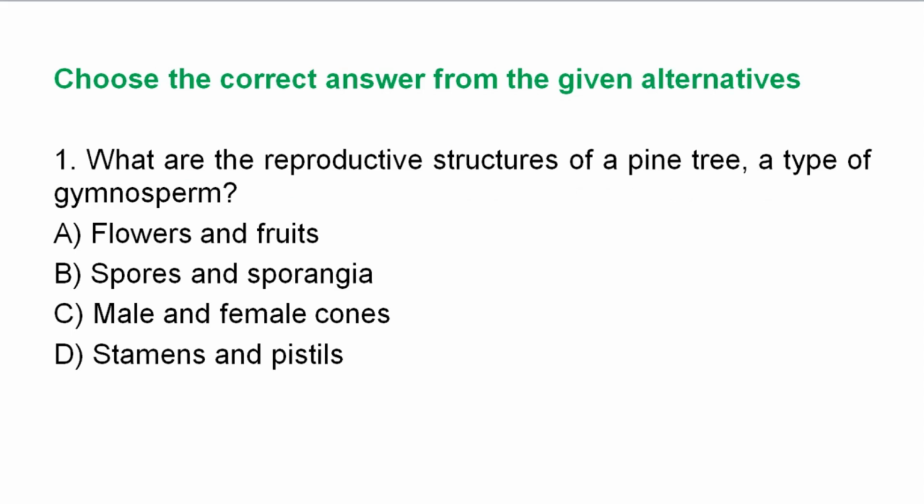Question number 1. What are the reproductive structures of a pine tree, a type of gymnosperm? A. Flowers and fruits. B. Spores and sporangia. C. Male and female cones. D. Stamens and pistils. Which one is the correct answer? What are the reproductive structures of a pine tree from the given alternatives?